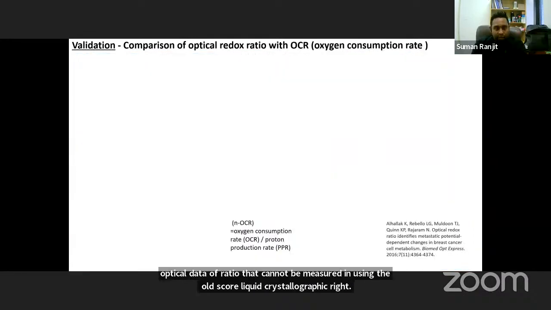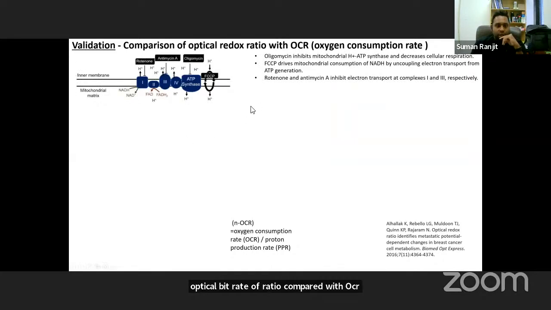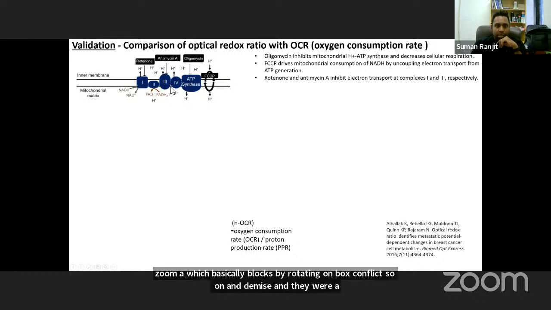Now, the other validation, one of the most commonly used systems, is Seahorse assays. You can measure the oxygen consumption rate or proton production rate. The idea is, can the optical redox ratio be compared with OCR? To do that, you change the mitochondrial metabolism. You can use oligomycin, which stops the ATP synthase. You can use FCCP, which stops this whole cycle because it uncouples the NADH electron transport. And then you can use rotenone or antimycin A: rotenone blocks complex 1, antimycin A blocks complex 3. By blocking these complexes, you change the metabolism.